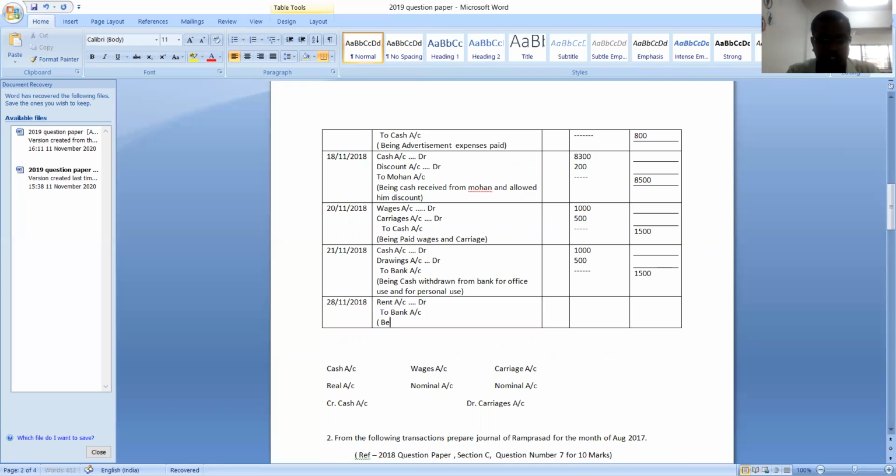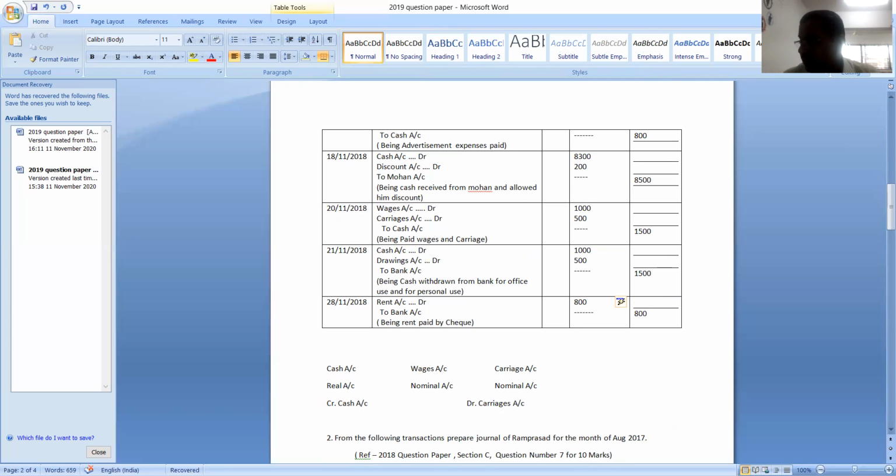What is the narration? Narration is being rent paid by check. How much rent is paid by check? 800 rupees paid by check. So here, in the debit column, parallel to the name of the account debited is 800. Credit column parallel to the name of the account debited is nil. And here, parallel to the name of the account credited is rupees 800. Yes, this is how we need to pass the journal entries.